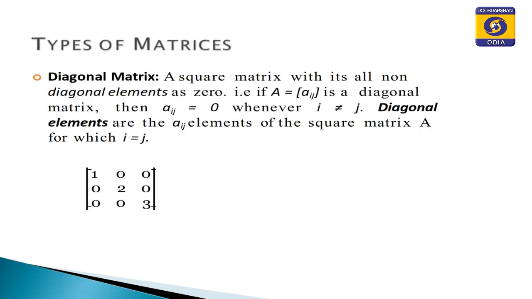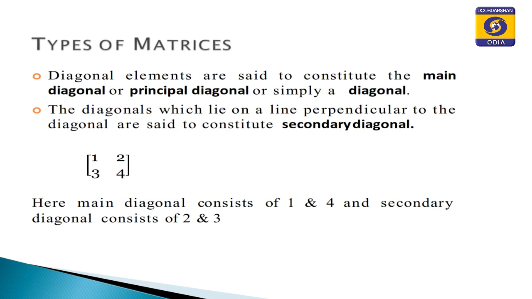Next, what is a diagonal matrix? A square matrix in which all the leading diagonal elements are non-zero and the other elements are 0 is said to be a diagonal matrix. The leading diagonal means the diagonal from the left top to the right bottom, known as the leading diagonal or principal diagonal. The other diagonal is known as the secondary diagonal. Here is example 1, 2, 3, 4, where the main diagonal elements are 1, 4 and the secondary diagonal elements are 2, 3.